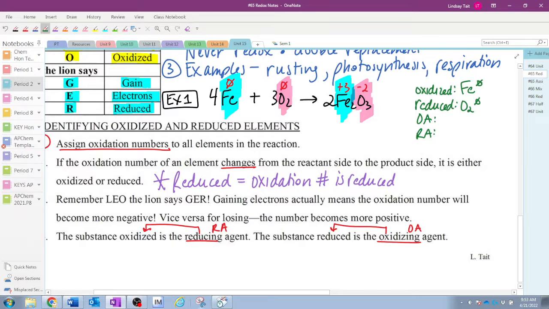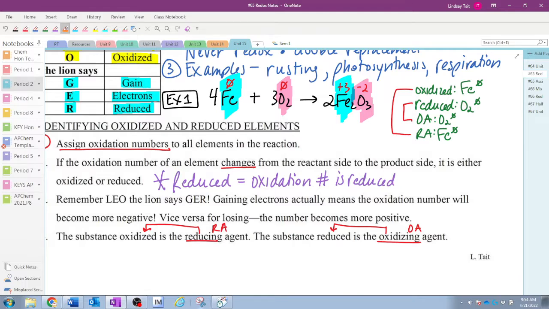Not Fe3+, because that's a product. Products don't lose electrons. All right, so then for my agents, remember, I'm just pairing up the opposite words. So who is my oxidizing agent? The oxygen, because the substance reduced is also your oxidizing agent. And who's my reducing agent? Fe0, because the substance oxidized is also your reducing agent. They're doing double duty there.